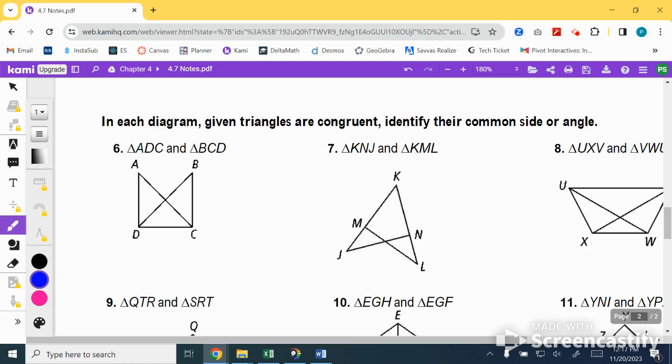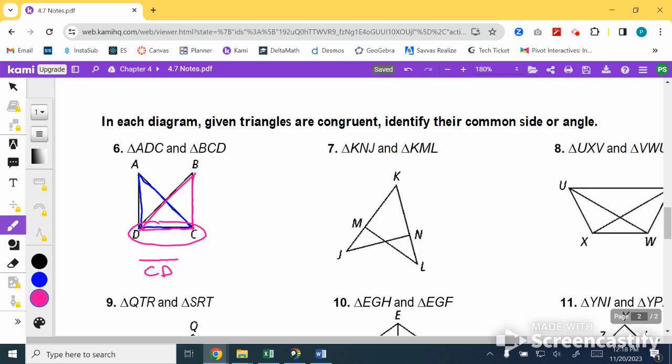So triangle ADC right here, triangle ADC. I've done that in the blue. And then in the pink, I'm going to do BCD. So BCD. And where do I have both the pink and the blue going on? Well, it's right there. So my common side in this case is line segment CD.